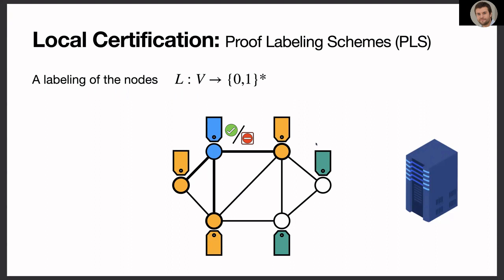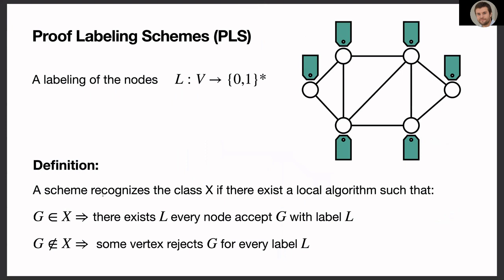We need that if the graph is in the class, then everyone has to accept, and if the graph is not in the class, then someone has to reject. So formally, a proof labeling scheme recognizes the class X if there is a local algorithm such that if the graph is in the class, then there is a labeling where every node accepts. And if the graph is not in the class, then some vertex rejects, for every possible labeling that the nodes receive. Okay.